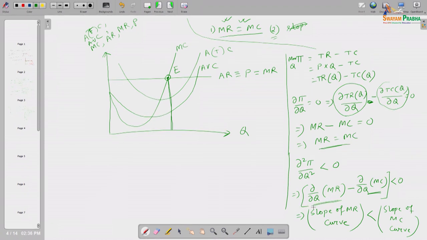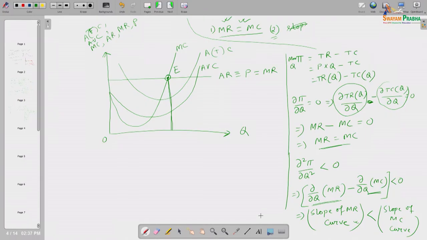Does this also satisfy the second order condition? The second order condition says that the slope of the MR line should be less than the slope of the MC line. The MR line is horizontal here, so what is its slope? Definitely 0. And the slope of MC is positive. So, at this point, the slope of the MR curve is less than the slope of the MC curve. So, this point E in the diagram satisfies both the first order necessary condition and the second order sufficient condition of profit maximization. So, this is the equilibrium point of that producer.